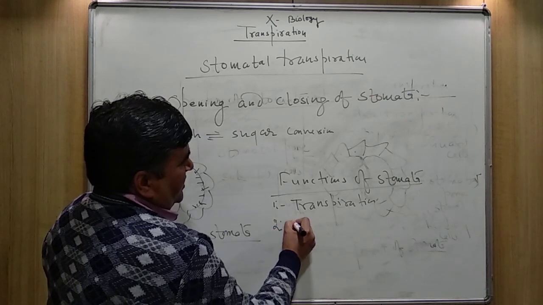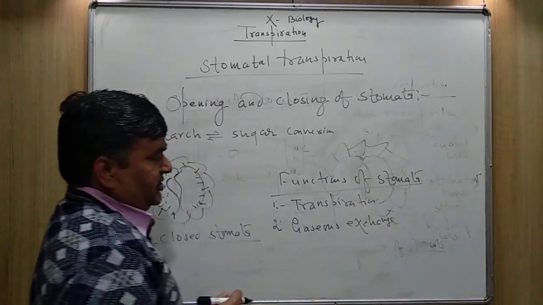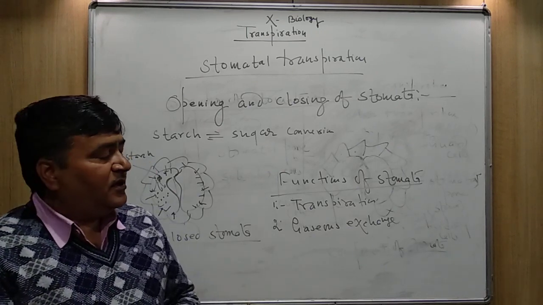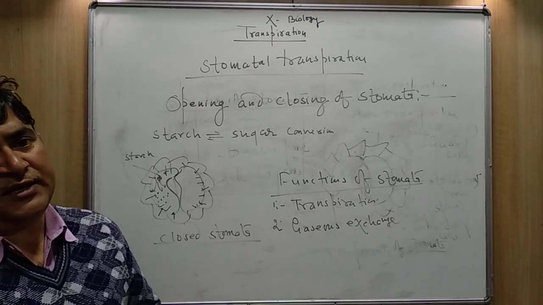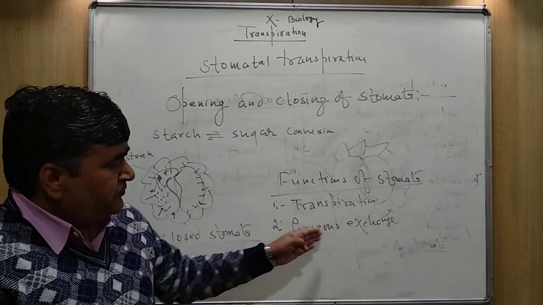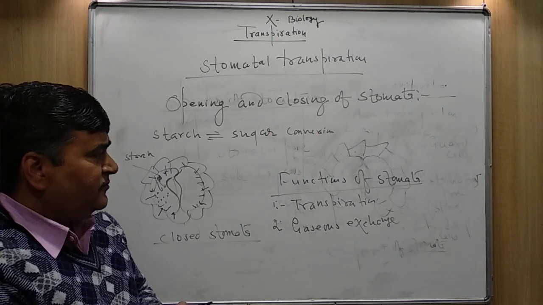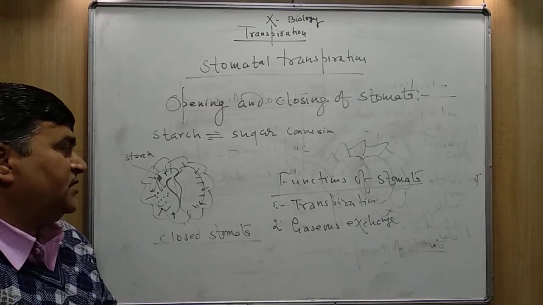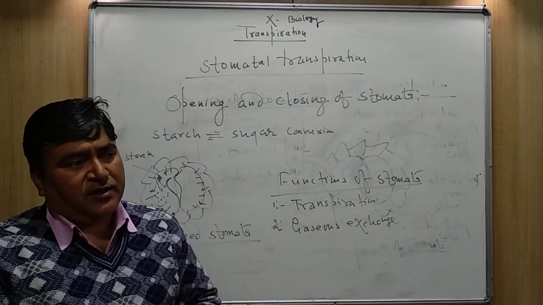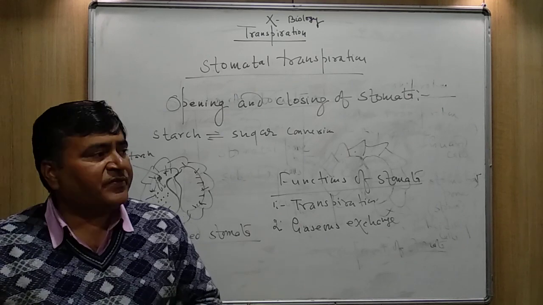The second, it helps in gaseous exchange during the process of photosynthesis. It takes carbon dioxide, and the carbon dioxide is assimilated to form glucose. So it helps in the process of gas exchange also. So these two functions are there: it helps in the process of transpiration, as well as in gas exchange.